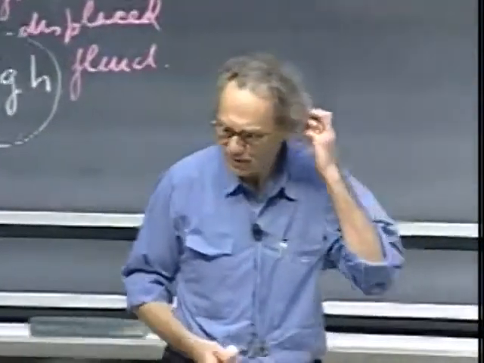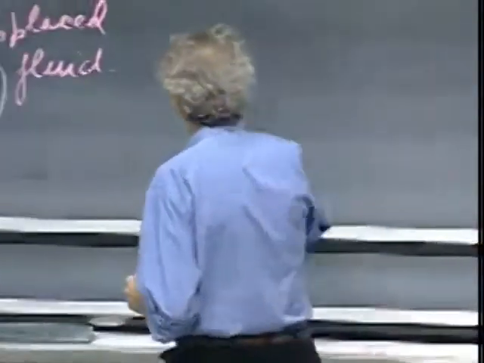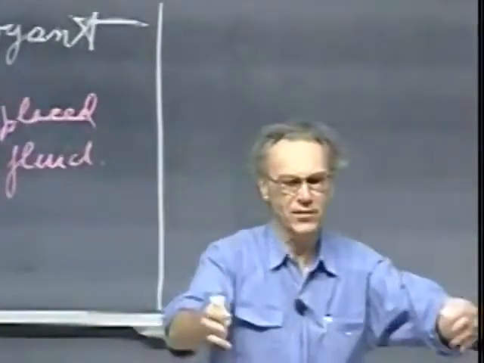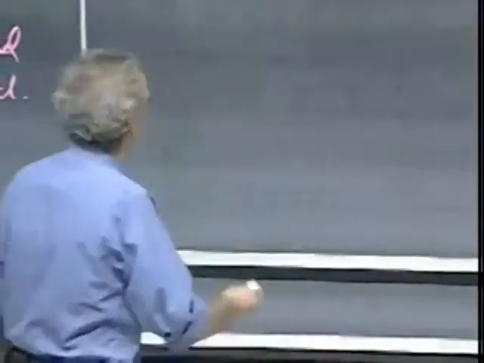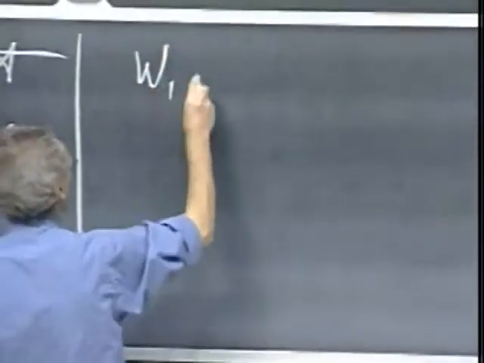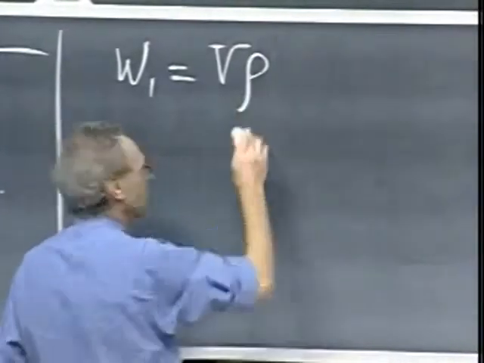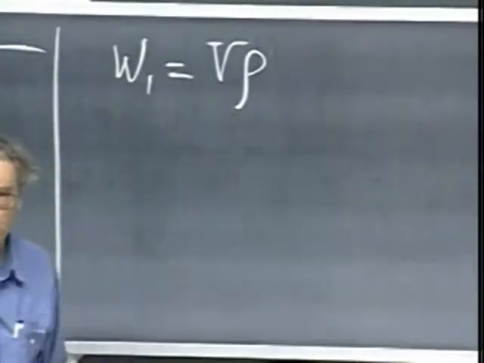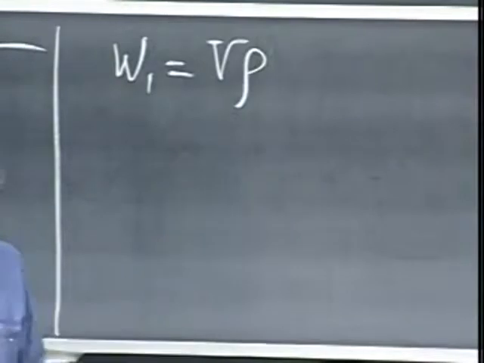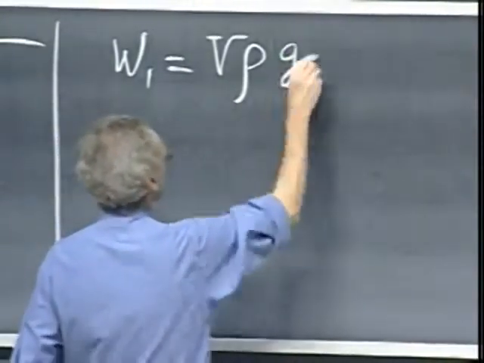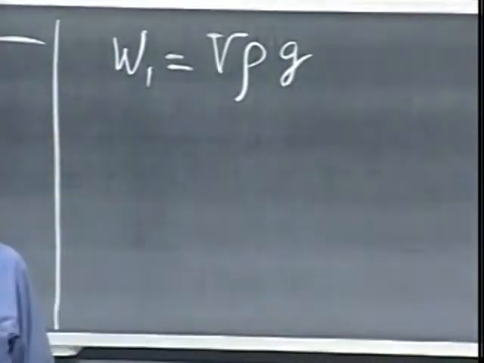What did he find? What did he think of? He had the great vision to do the following. You take the crown and you weigh it in a normal way. So the weight of the crown, I call it W1, is the volume of the crown times the density of which it is made. If it is gold, that should be 19.3, I believe. And so this is the mass of the crown, and this is the weight of the crown.